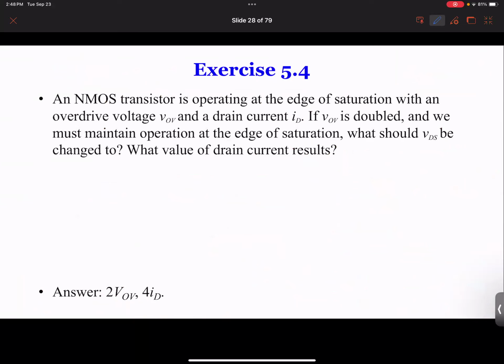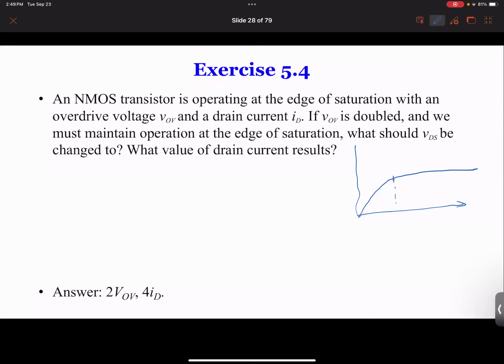I just want to make sure that we have enough practice. So therefore, we're going to do example 5.4 as well. In this example, it says a MOS transistor operating at the edge of saturation, with overdrive voltage and drain current ID. What it says here, if I draw the circuit, you guys will probably understand what it means. So for a given VOV and drain current ID, it's operating at the edge of saturation.